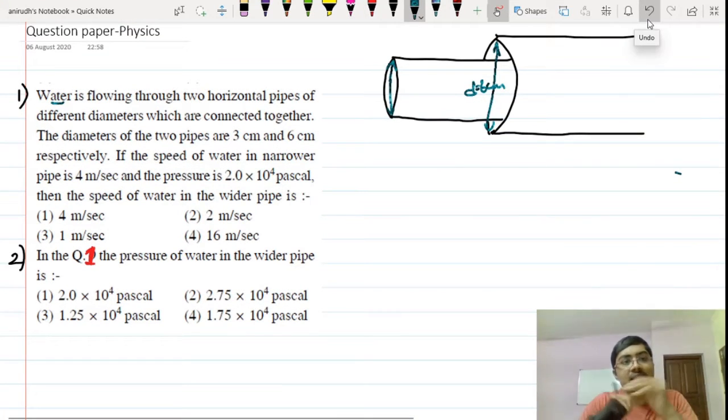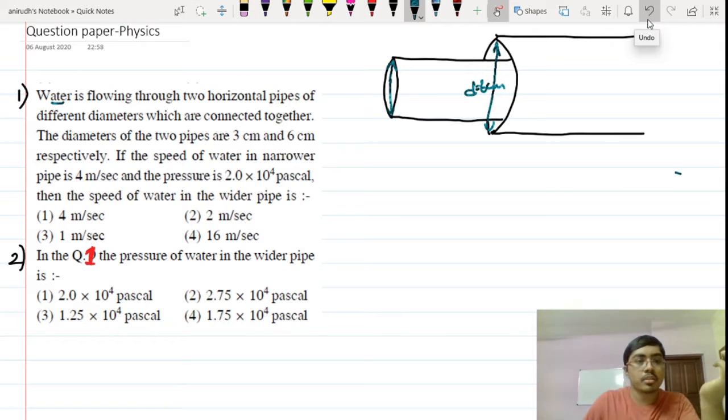So the first two questions are actually pertaining to the topic of fluid mechanics, and this is a very simple question. Two direct formula based questions are there. Water is flowing through two horizontal pipes of different diameters which are connected together just like this. Diameters are given. This is 3 centimeter. Mind you, it is the diameter, not the radius.